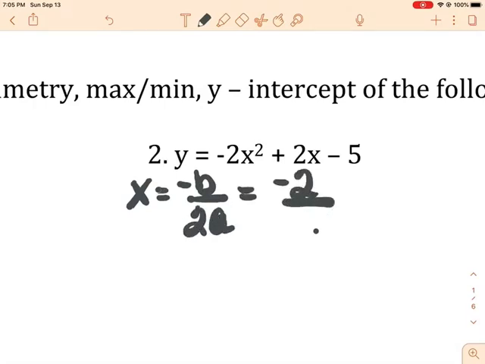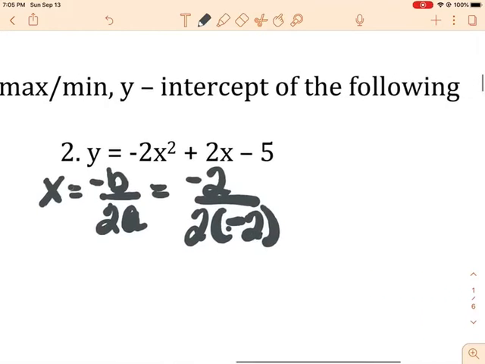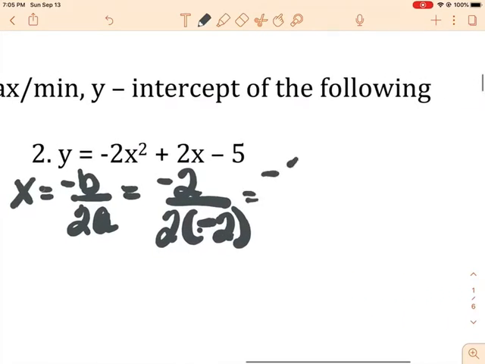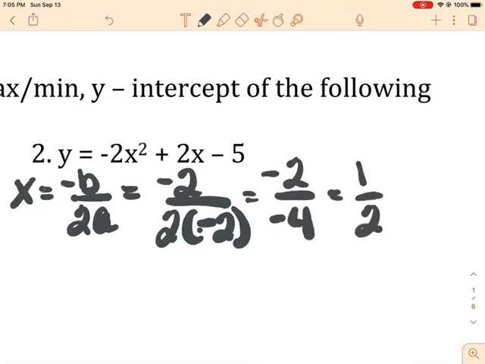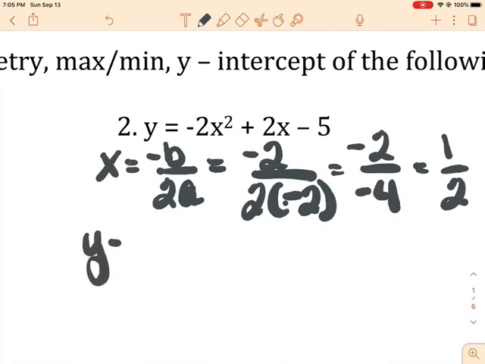So negative 2 over 2 times negative 2. We're going to get a fraction here. So we're going to get negative 2 over negative 4, or positive 1/2. Now we are going to have to put that in.